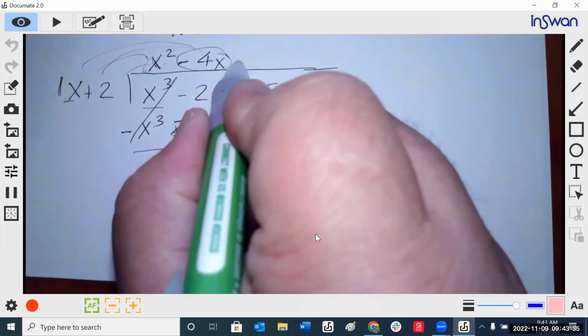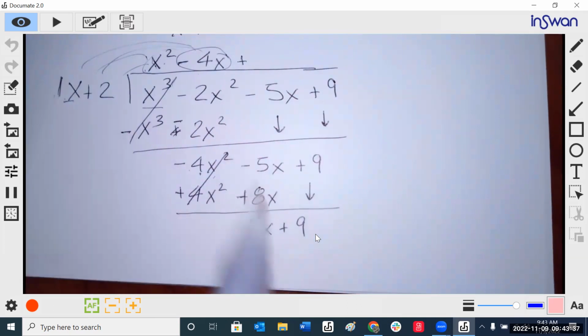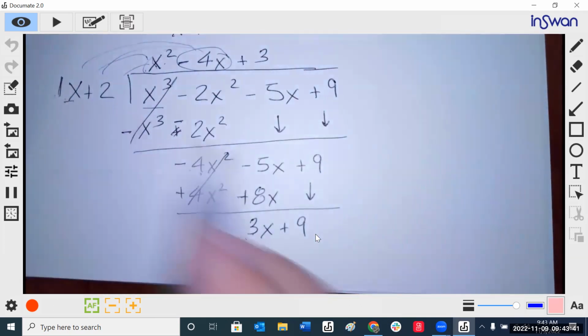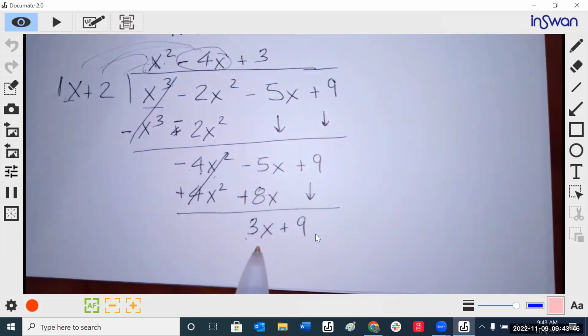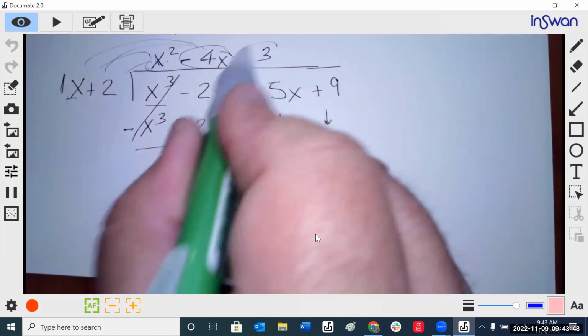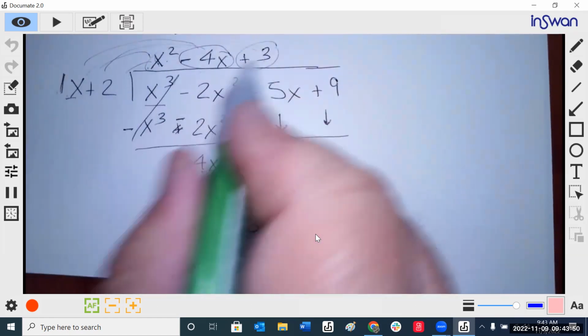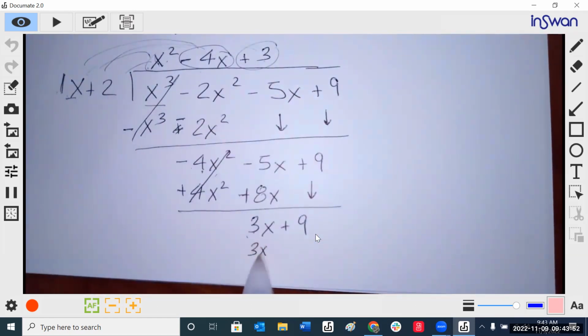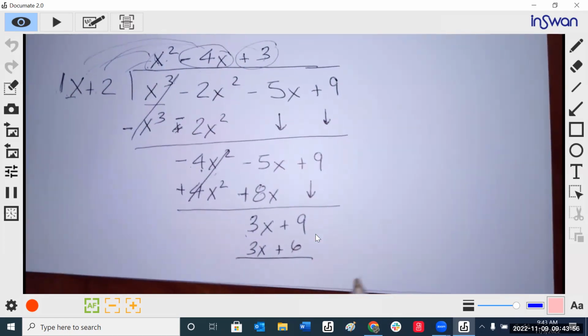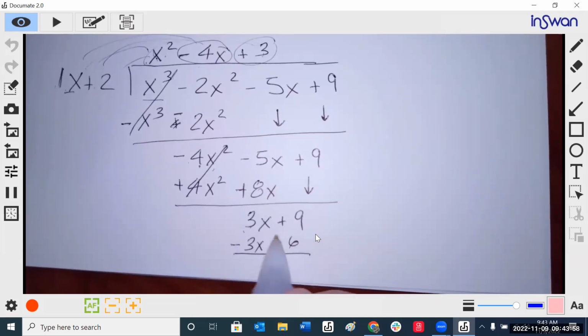Positive times positive is a positive. What times 1 gives me 3? Do I need any more x's? No. So let's see. Multiply this 3 times both of those. So 3 times x is 3x. 3 times 2 is 6. Change the signs and add.